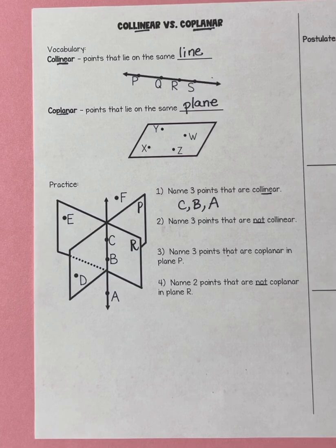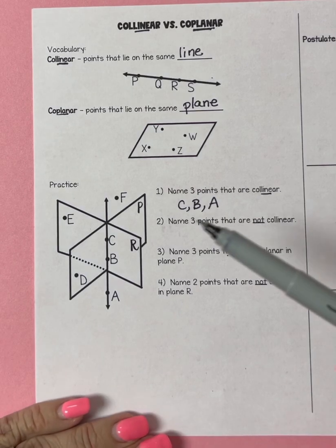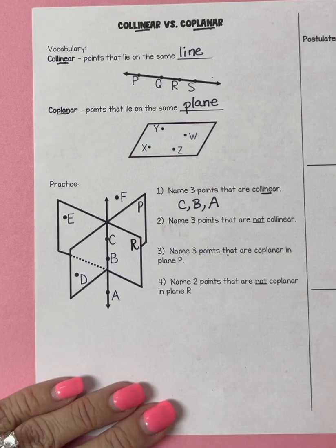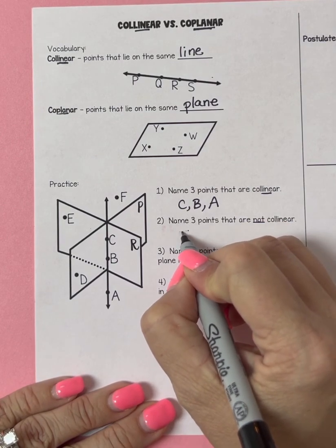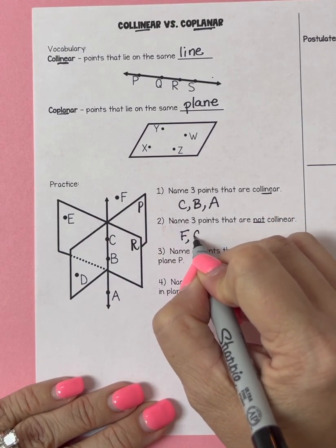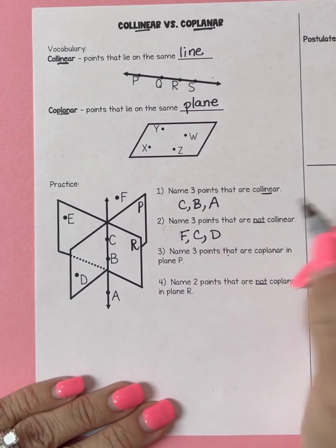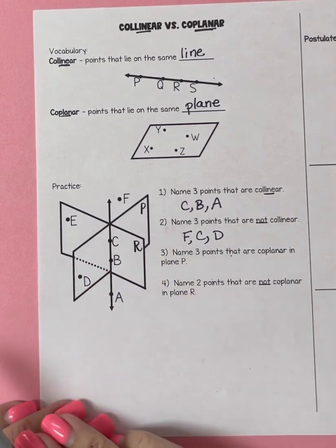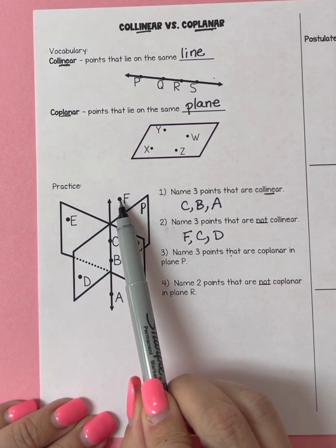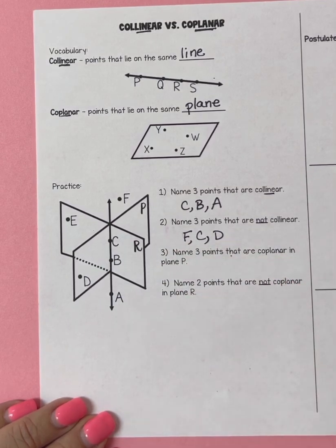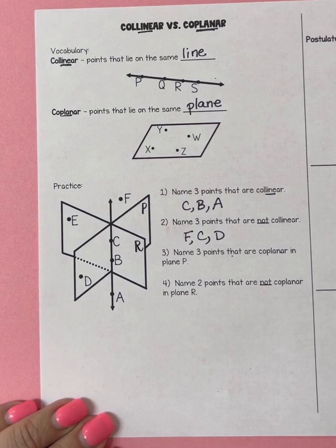Now let's name 3 points that are not collinear. And there could be a whole bunch on here as long as it's not C, B, or A. You can name any other points. So you could name points F, point C, and point D. Now you might have had other points as long as you had 3 of these points that are not A, B, and C. So you could have named point F or E or C or D or B or A. As long as you didn't list C, B, and A together, then that would be correct.